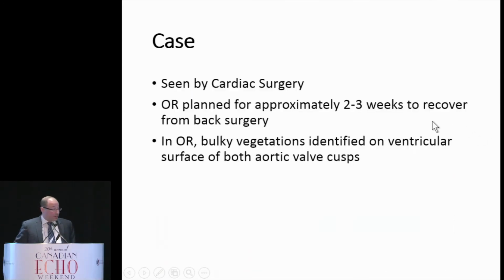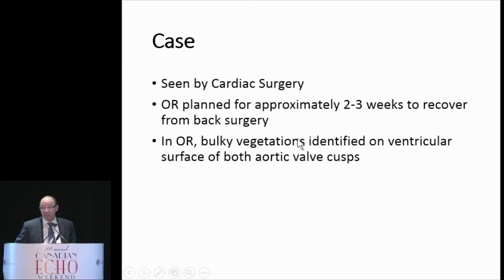So cardiac surgery was consulted. He agreed after some discussion that he should go to the operating room to get this fixed up. There was concern about taking him too soon after his back surgery and the risk of bleeding. And so actually more than 2 weeks ended up going by.